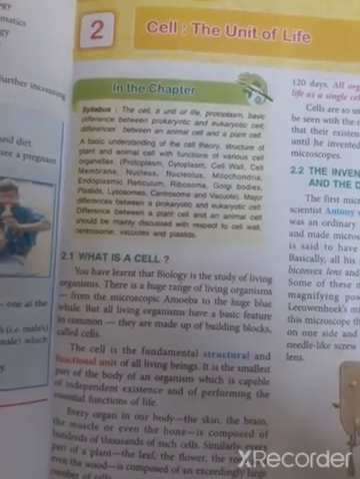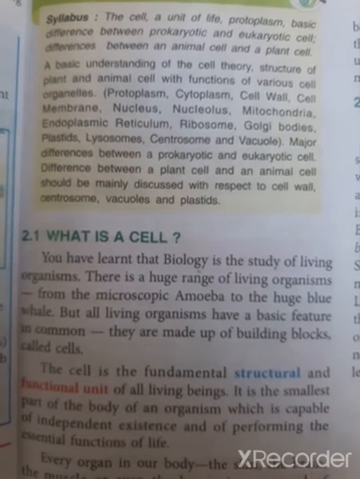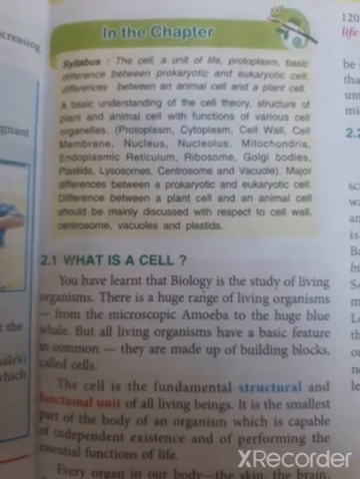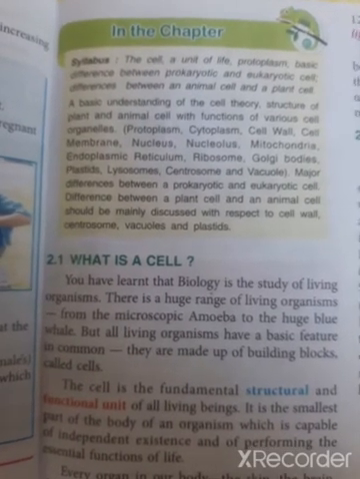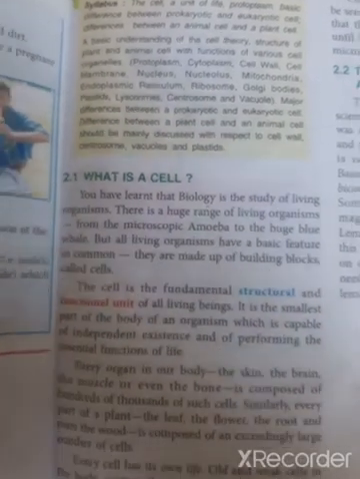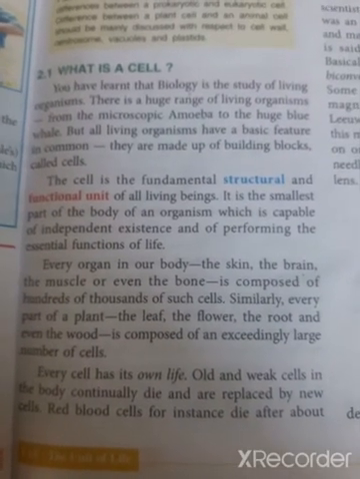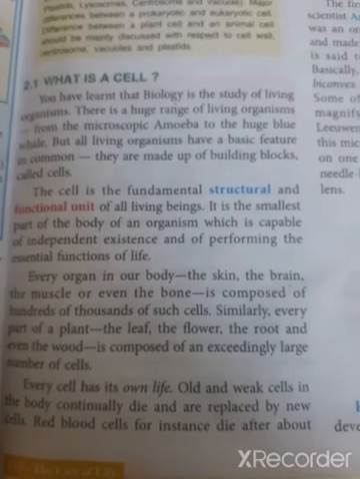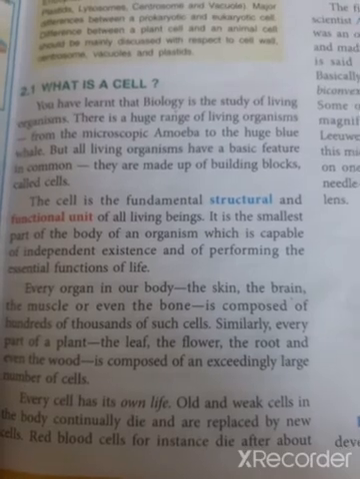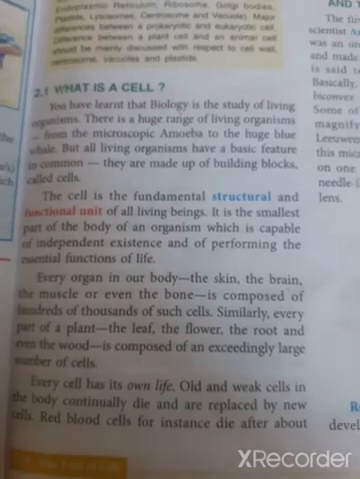So if we define cell, we can say it is a fundamental, structural and functional unit of all living organisms. It is the smallest part of our body which can independently exist and can perform necessary functions of life. Every organ of our body, such as skin, brain, muscle, bone, every part is made up of thousands of such cells. Similarly, in plant parts like leaf, root, even wood, a huge number of cells are present.